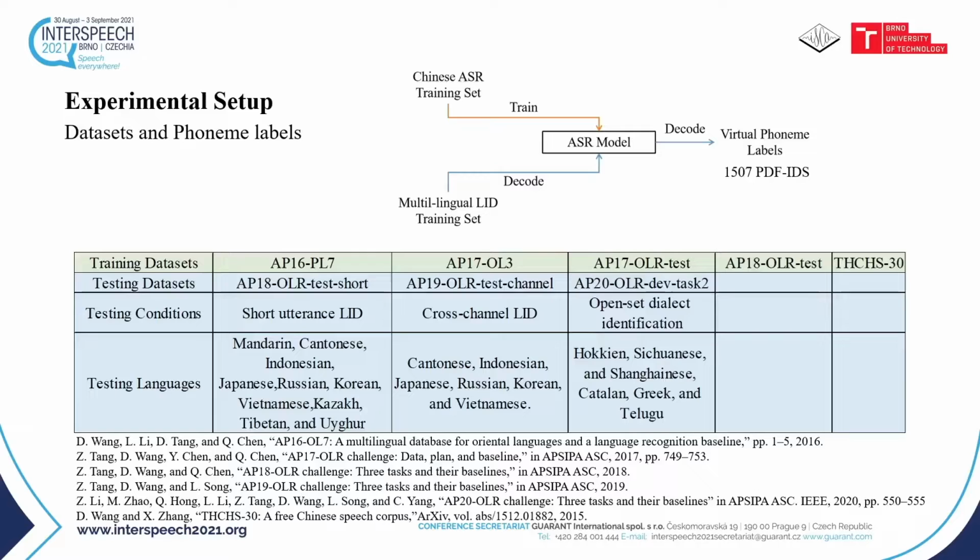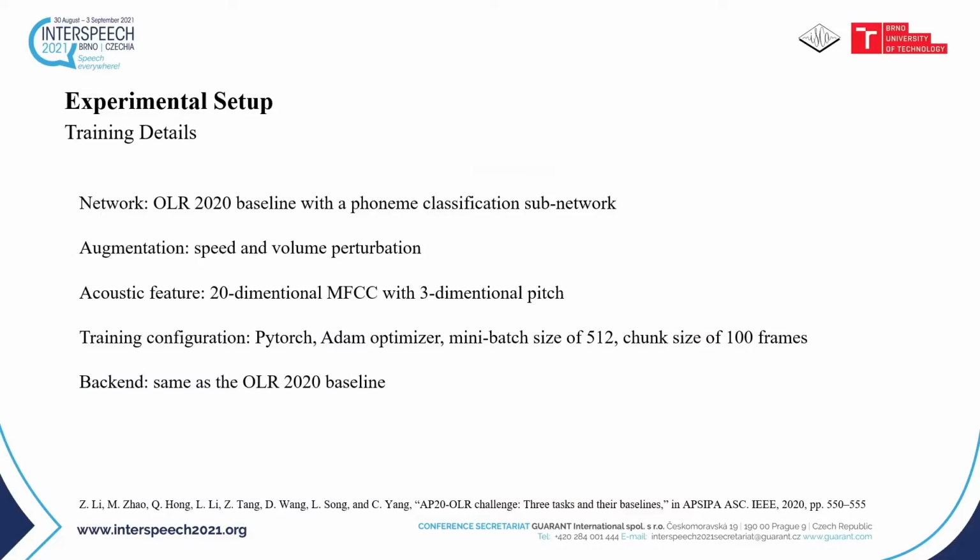OLR datasets are used for both training and testing, based on THCHS30 training data according to the Kaldi recipe. A GMM-based ASR model is trained for the purpose of accurate phoneme alignment. We use the PDF IDs in each frame to represent the corresponding phoneme label. Here are the training details.